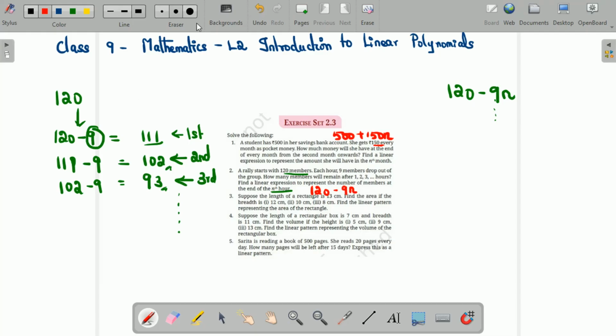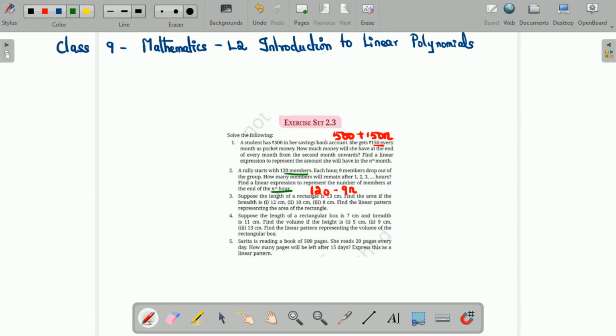Now let's take up the third question. In the third question, suppose the length of a rectangle is equal to 13.